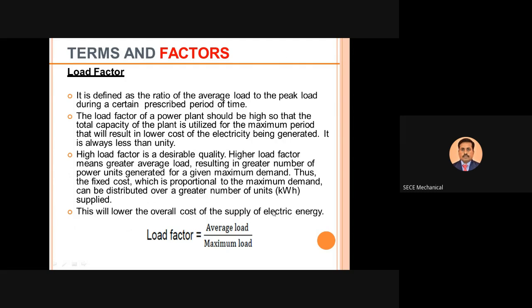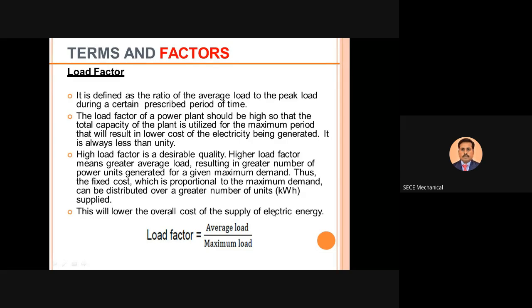For example, from January to December, each month you may need some amount of power. Based upon that, if you want to calculate the average, you have to add all the monthly load requirements, then divide by 12, then you can calculate the average. So that is the average load.